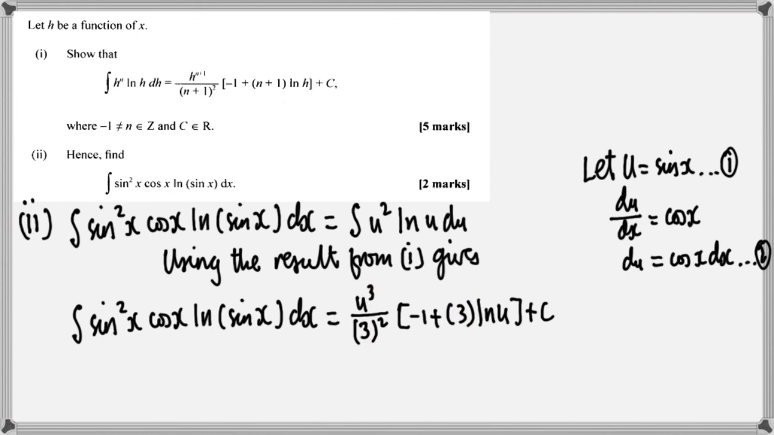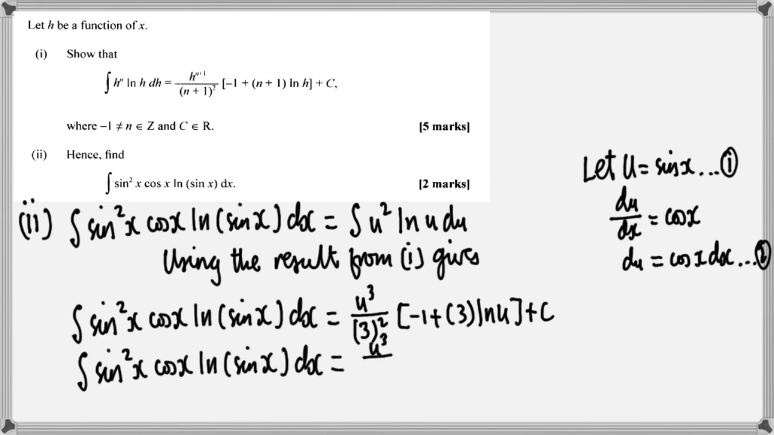And then, just simplify this a little bit. Square that 3 in the denominator. And it will simplify to this. And this is now your final answer. You have to remember u is equal to sine x. So replace u with sine x throughout, and that will be your final answer.